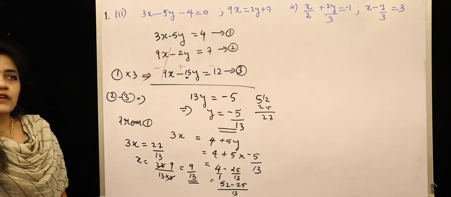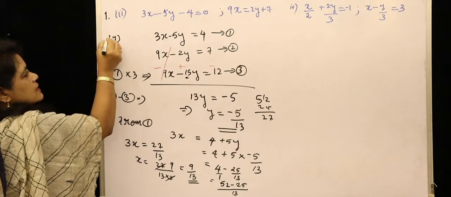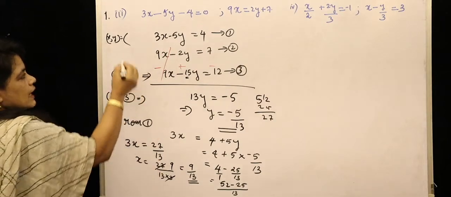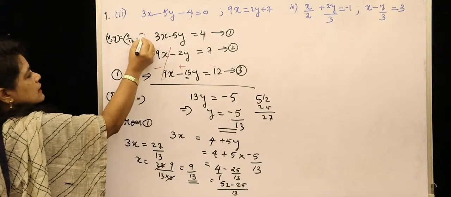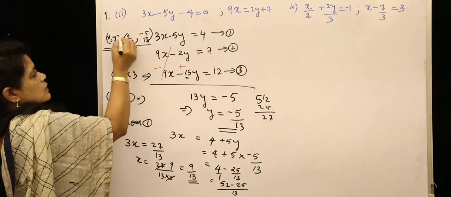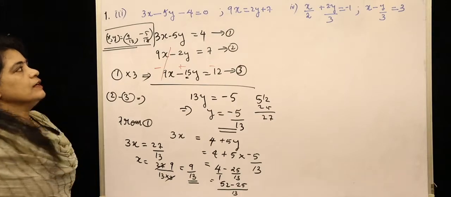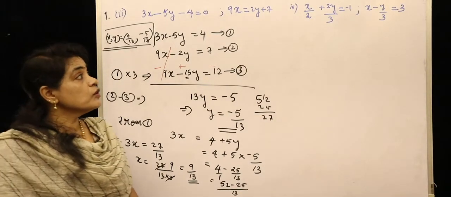So what are the values of x in the given problem? That is x comma y is equal to 9 by 13 for x and minus 5 by 13 for y. So these are the values of x and y. Now we are moving to the fourth question.